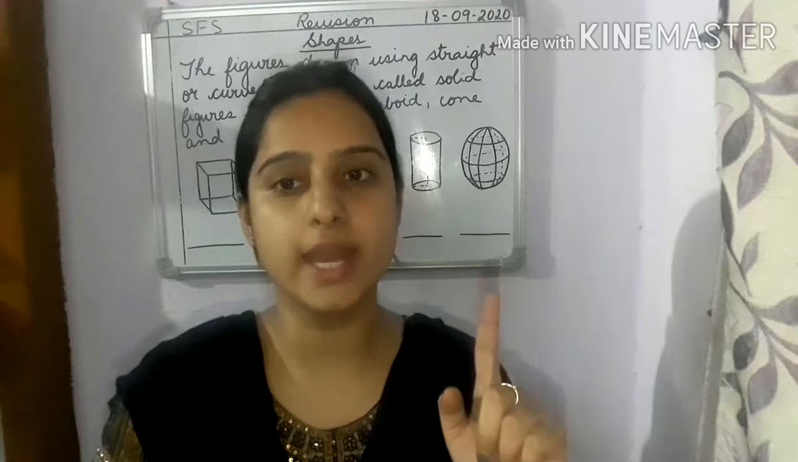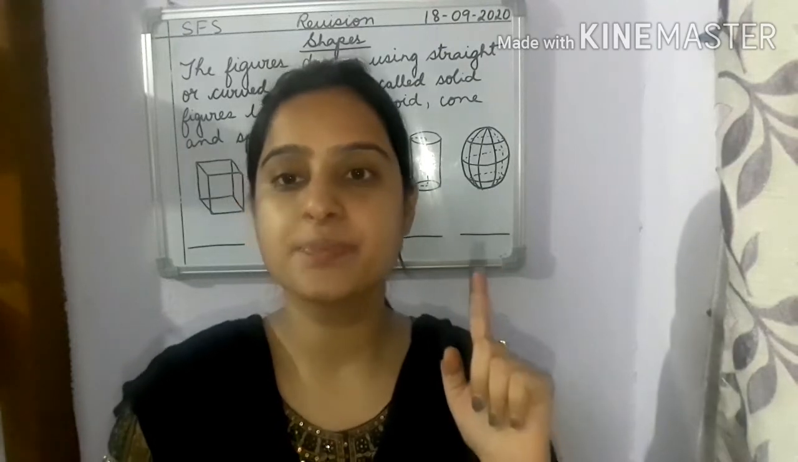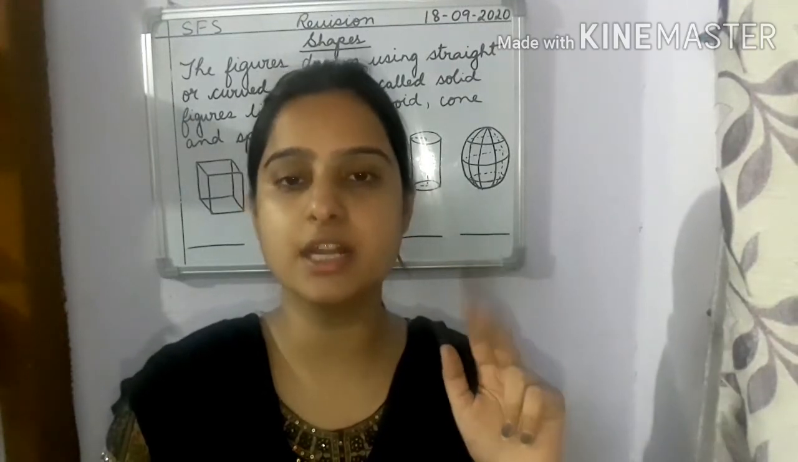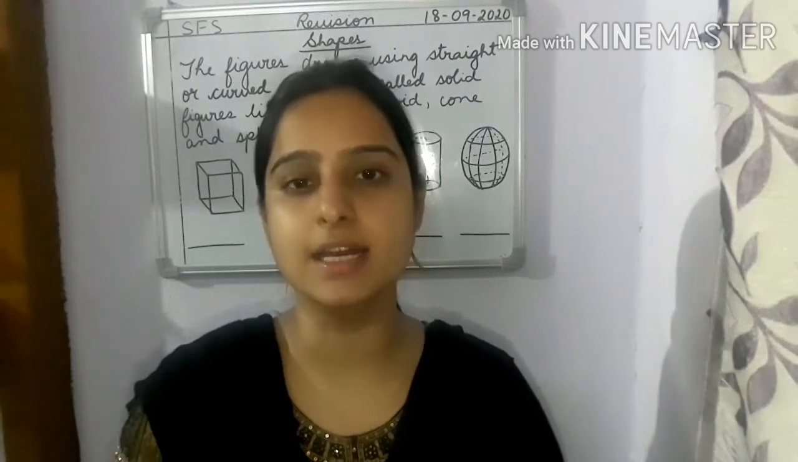Second, we came across the second flat figure, that is your square. Square has how many sides? 4 equal sides and 4 corners, isn't it? Third figure, children, your rectangle. Rectangle has how many sides? Your 4 sides. Here opposite sides are equal. And how many corners does it have? 4 corners, isn't it?